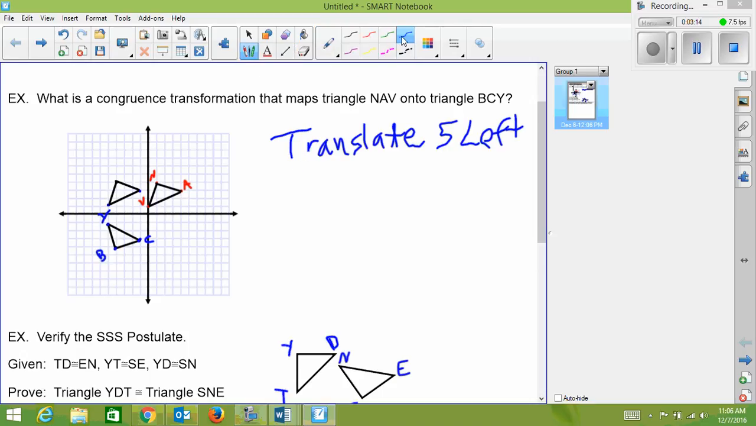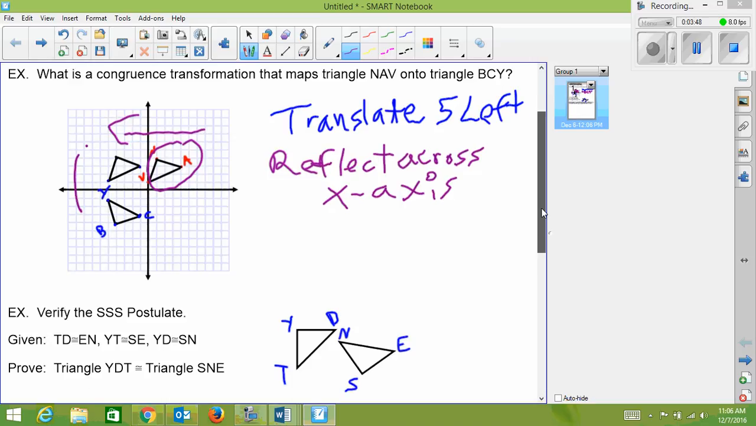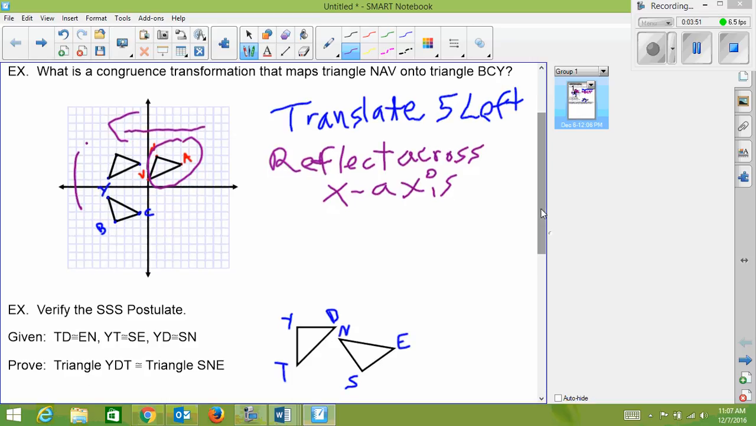So the second step is to reflect across the x-axis. Those are my 2 steps. Take this original triangle, move it 5 to the left, and then flip it, and it would end up exactly on top of the other one. So those are congruent, and those are the 2 steps it takes to get there. There are many different ways you can do these, a lot of different steps you could take.